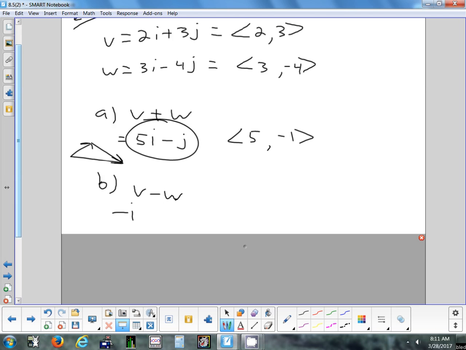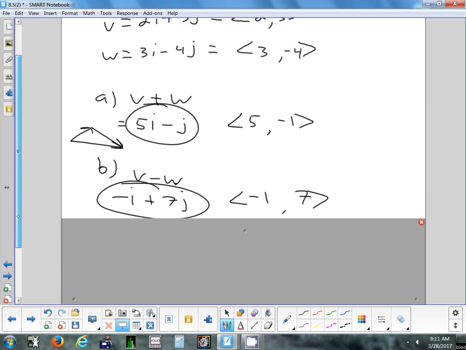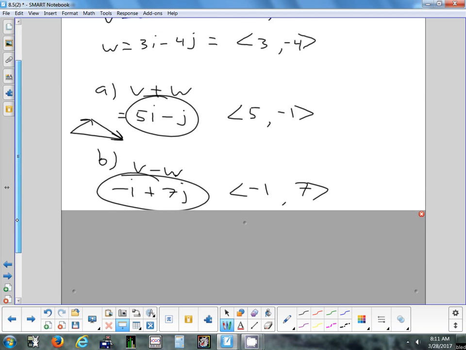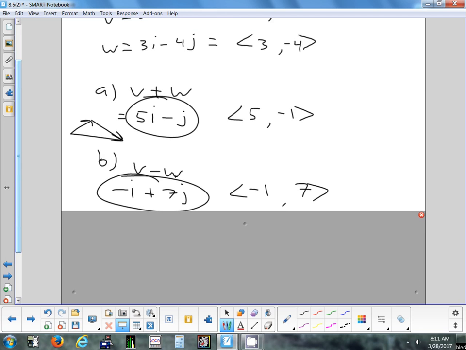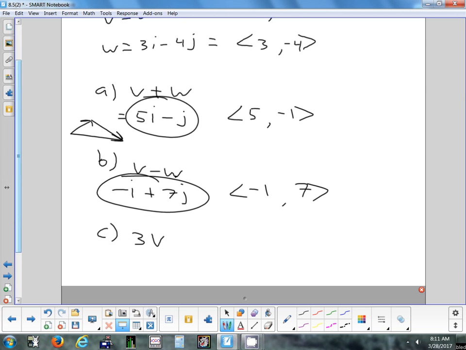Yeah, because it's 3 minus negative 4. So 7j. Or if you wanted to write it with the angle brackets, it's negative 1, 7. Any question on that one? So those are the two operations. To do them, you need two vectors. This one you don't. This is just a single vector.